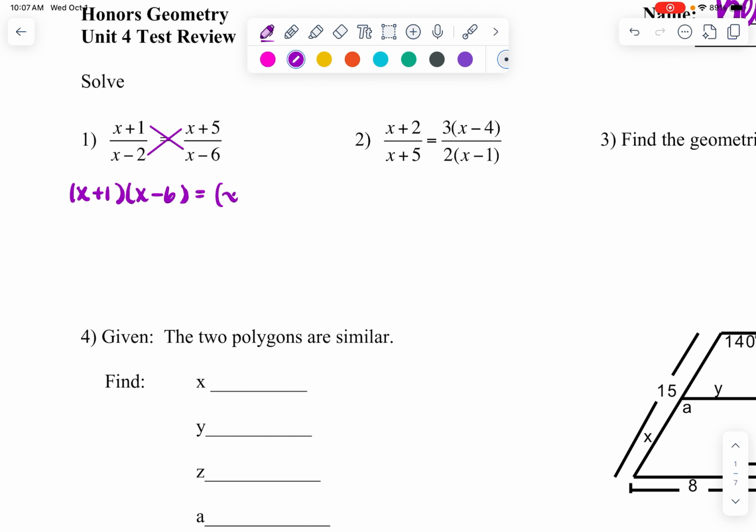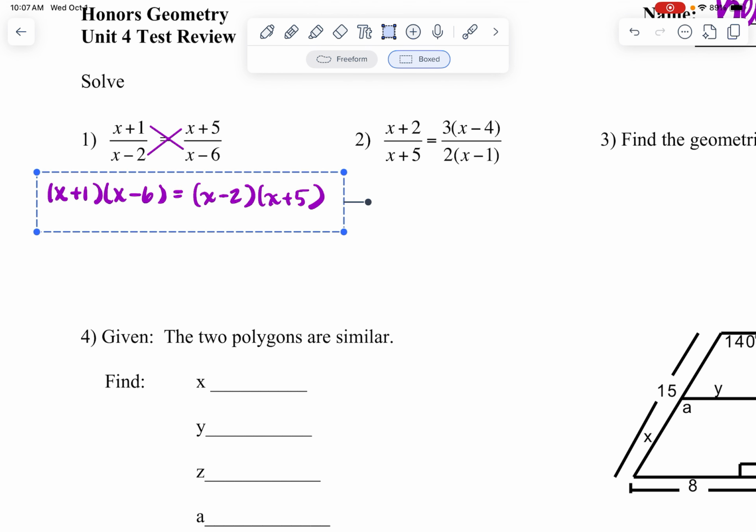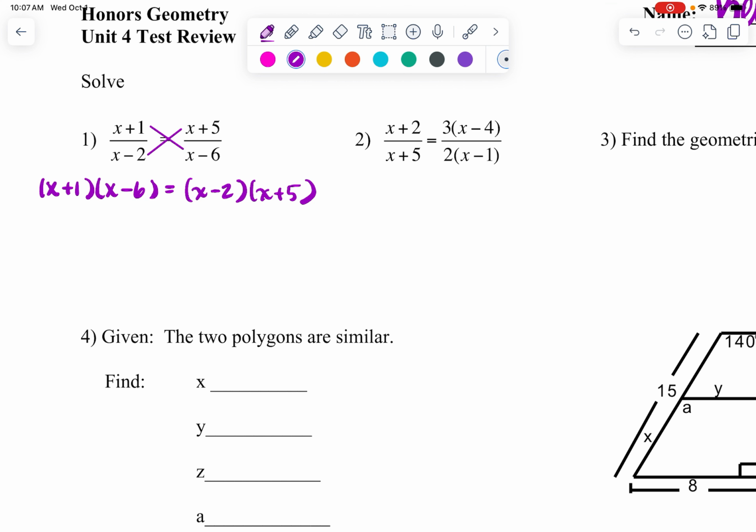Now in this one, you've got a lot of binomials going on, right? So when we multiply a binomial times a binomial, we do have to FOIL that out. Let me scooch that over. So let's see, on the left, we're going to get x squared, minus 6x plus 1x minus 6. And then x squared plus 5x minus 2x minus 10, right? If we FOIL all that out. Let me scooch that over.